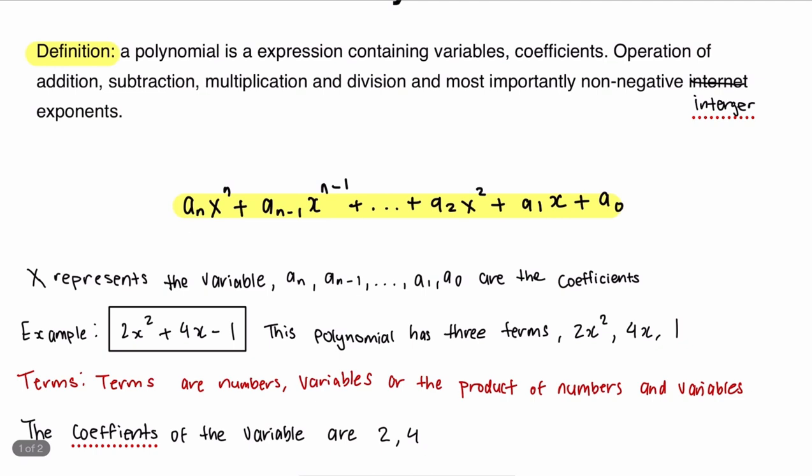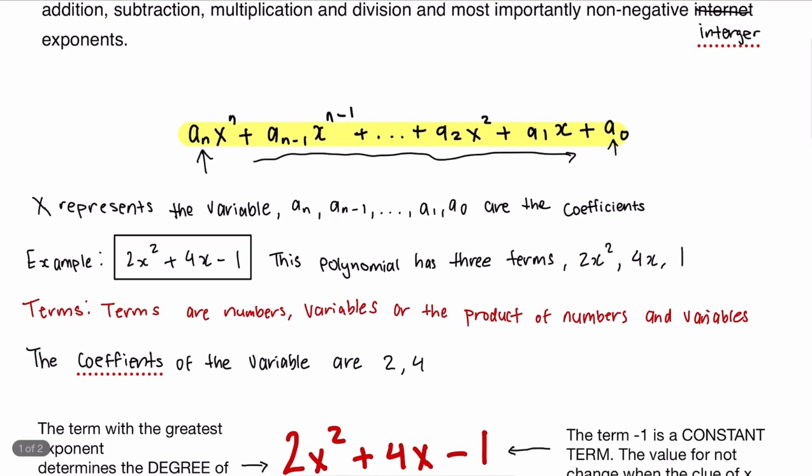Starting off from the left here, we have the highest degree with your an, which is just the variable. And then if you go all the way down from left to right, we do have here a0. As you can see, there's no x here because the x decreases as the equation goes on. So like I said, x represents the variable, an minus 1, dot dot dot, a1, a0. So like this part here are the coefficients.